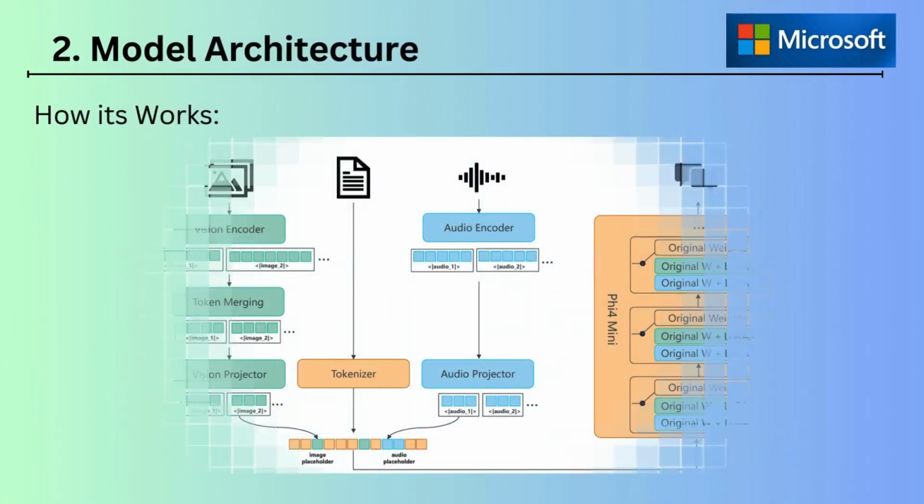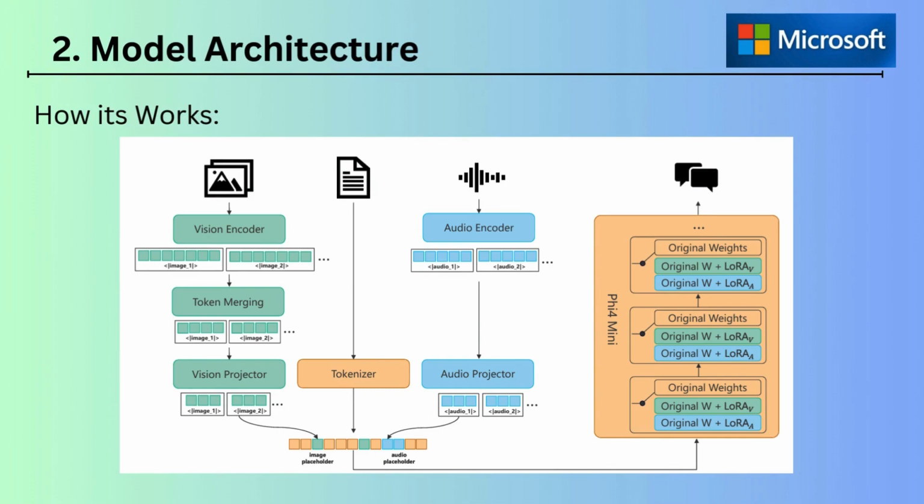Vision processing: images are passed through the SigLIP 400M encoder. The vision projector maps the image features into a format the language model understands. The LoRA adapter fine-tunes vision-related tasks while keeping the core language model unchanged.